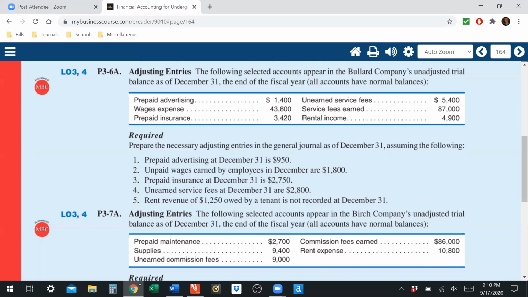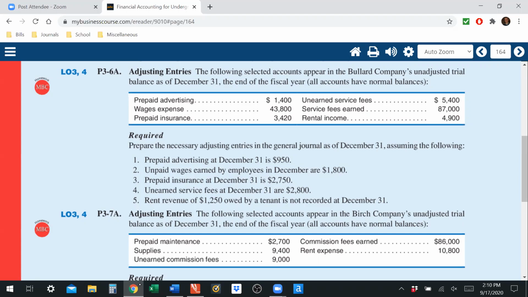It doesn't tell you if it's an ending debit or ending credit balance. You should be able to figure that out from your knowledge of the rules of debit and credit. Prepaid advertising is an asset, so that $1,400 ending balance is on the debit side. Unearned service fees is a liability, so its ending balance of $5,400 is on the credit side. They don't tell you that here. You have to kind of know that.